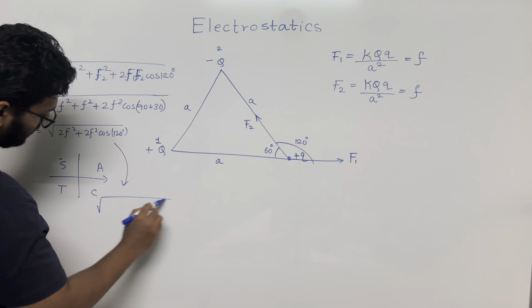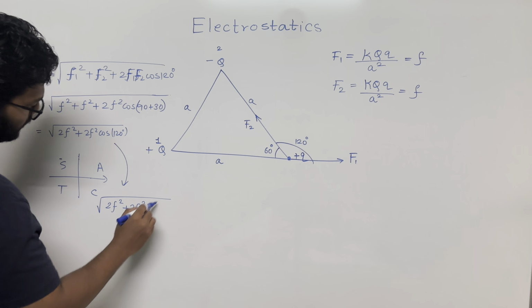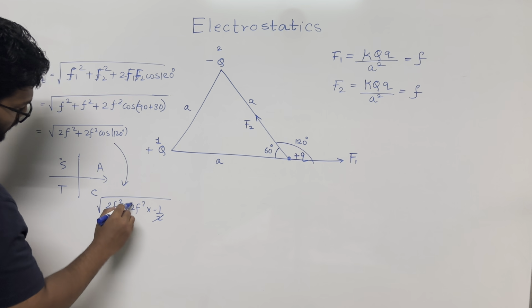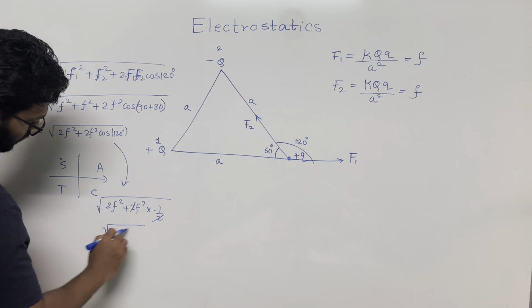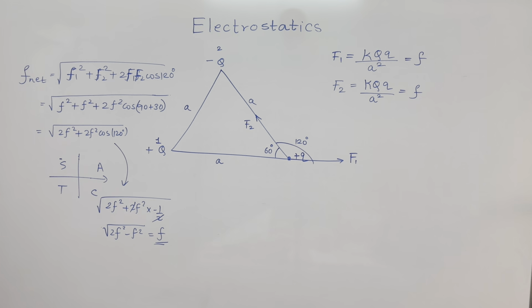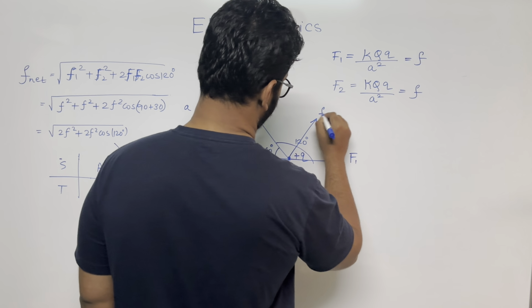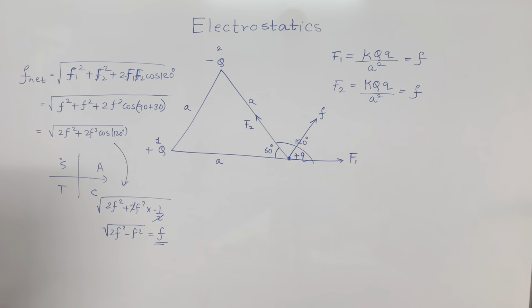If you write it, this will be 2F square plus 2F square times minus of sine 30, and minus sine 30 is minus half. So this 2 gets cancelled. This is square root of 2F square minus F square, so this will be F only. So the net force has a magnitude of F only. But now where will it be? It will be somewhere here.